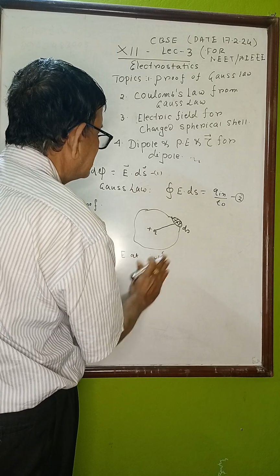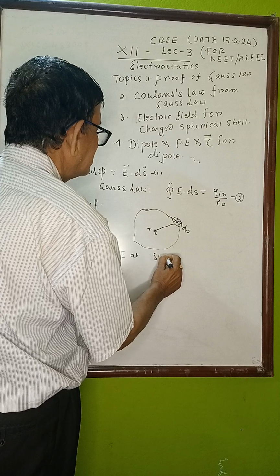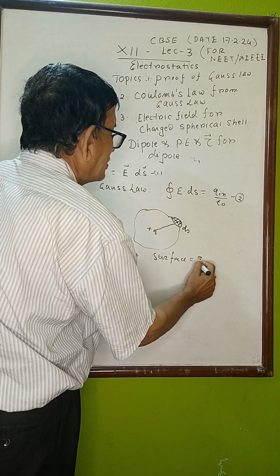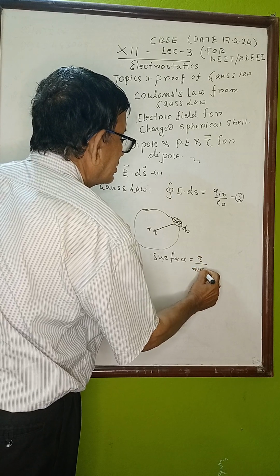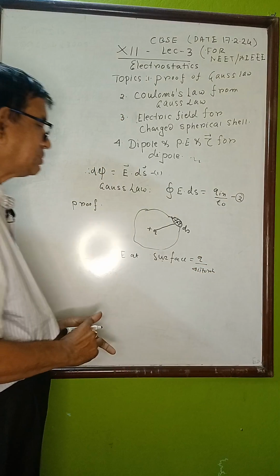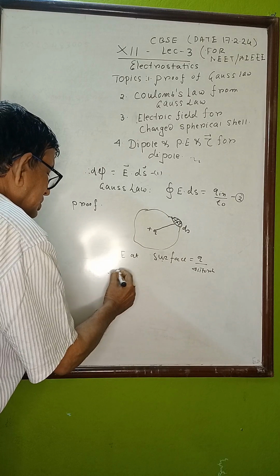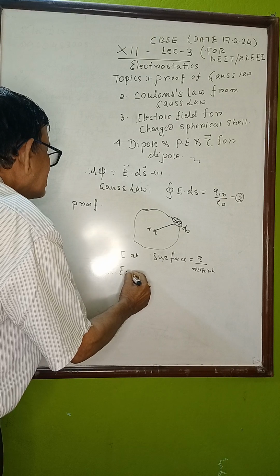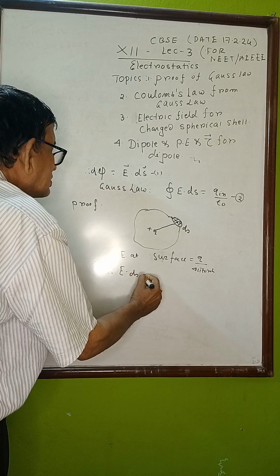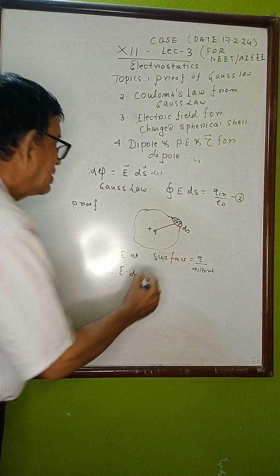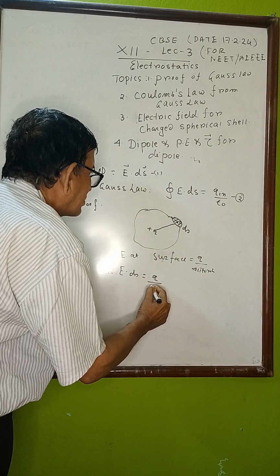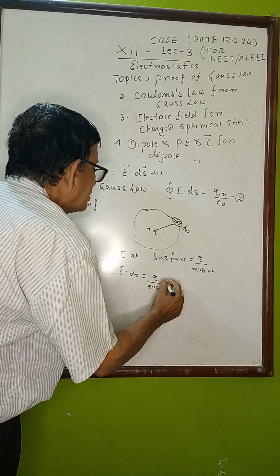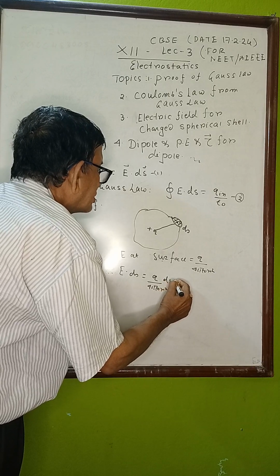you know, how can you write? That is Q by 4 pi epsilon naught r square. So in that case, E dot ds, you put the value of E, that is Q by 4 pi epsilon naught r square into ds cos theta.